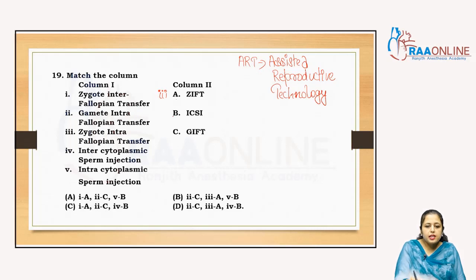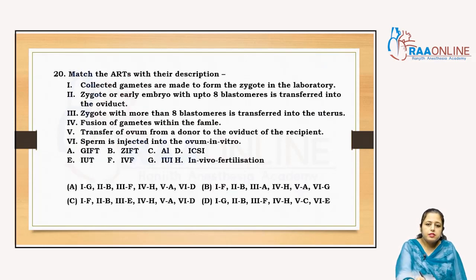Then ICSI, that is intracytoplasmic sperm injection. By the use of a needle, directly in a petri dish, we insert the sperm inside the ooplasm. Clear? What will happen in the third? That is gamete intrafallopian transfer. That is 2, so 2C, 3A, 5B. So the answer is Bombay. Clear? Match the ART with their description.